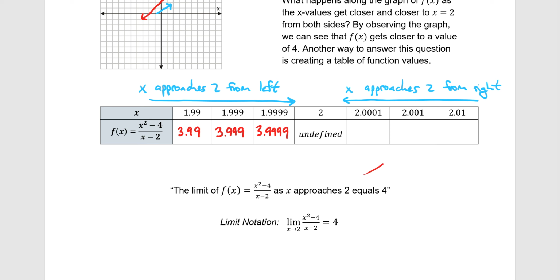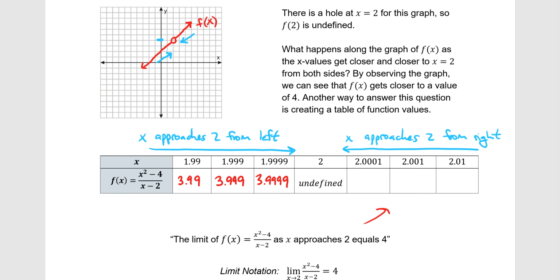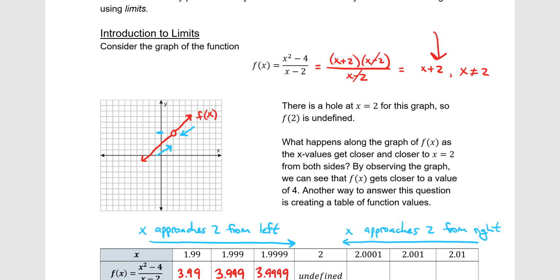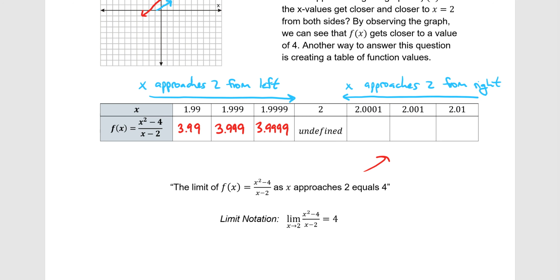And now let's go ahead and evaluate these ones on the right. And the way that I'm doing this in my head so quickly is because I'm using the simplified version of the function right up here, and I'm just adding 2. So next one, evaluate f of 2.0001. We get 4.0001. And then I'm just going to fill in these other ones.